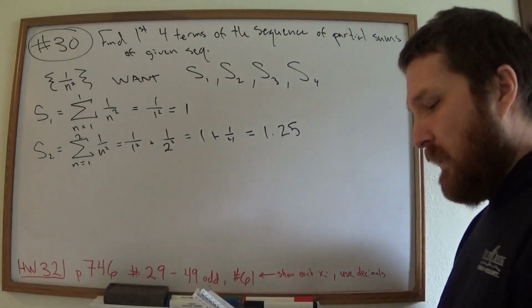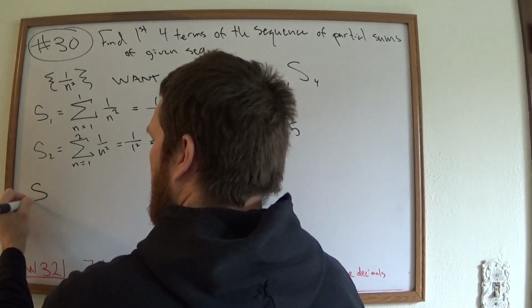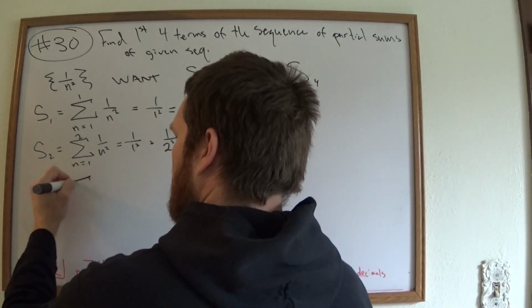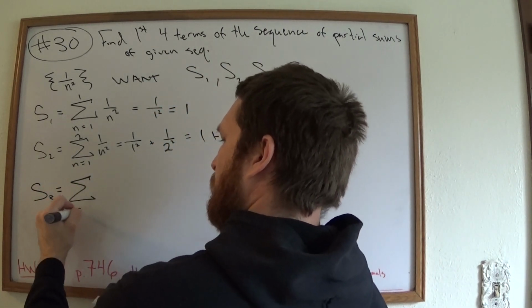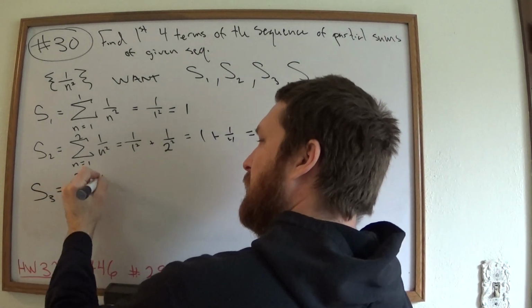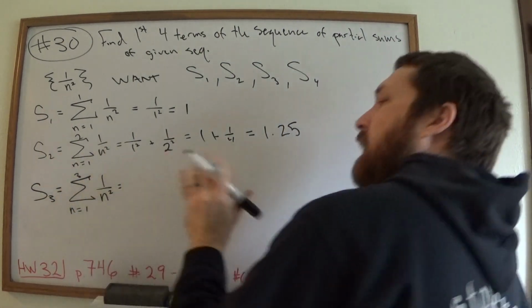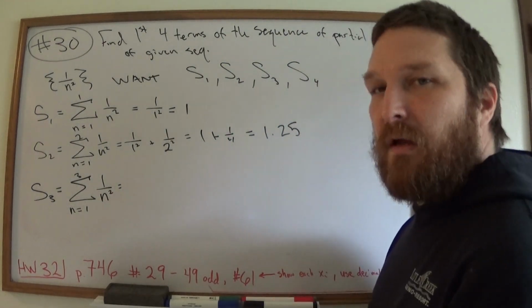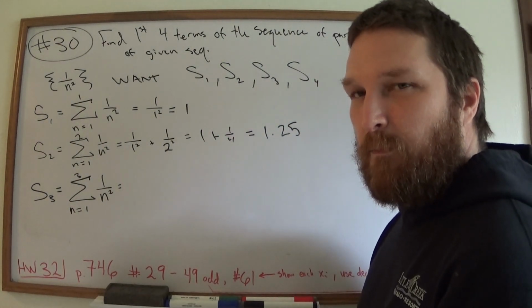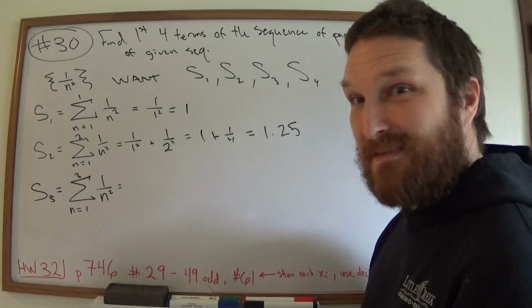Okay, nice. Now, S3, n goes from 1 up to 3, 1 over n squared is, I'm going to go ahead and write it out. But I think you know there's a much easier way of dealing with this, right?